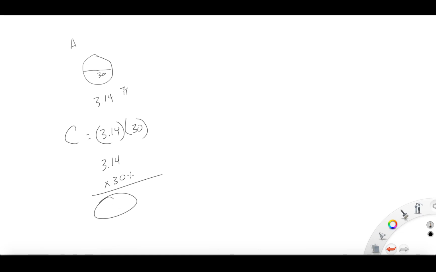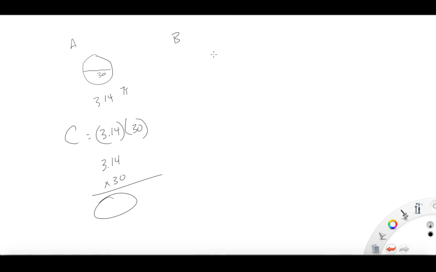All right. A, we have the diameter of 30 inches, and it says use 3.14 for pi. Well, we just did that, so we're going to do the same thing. Circumference equals 3.14 times the diameter, which is 30. So 3.14 times 30. There's our answer. I'm not going to have you do it. I just want to show you how.